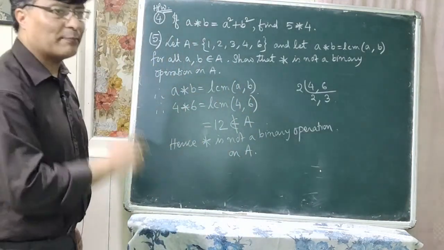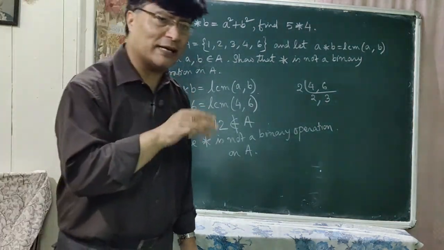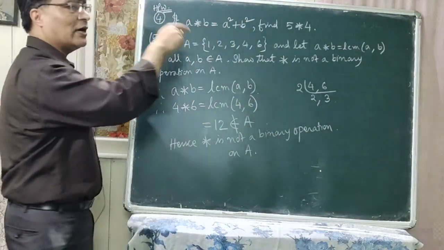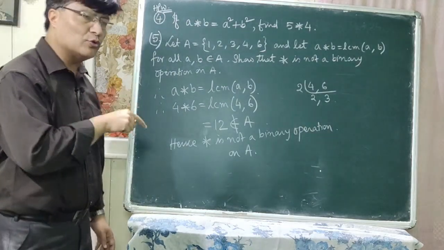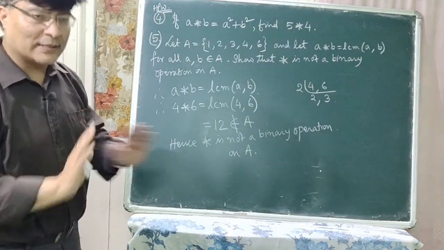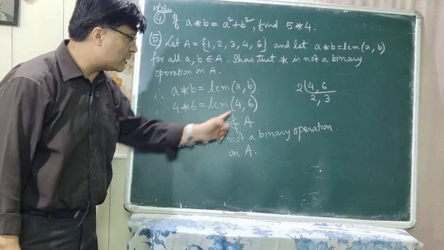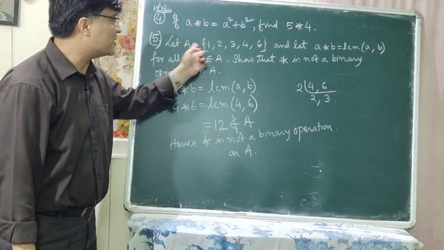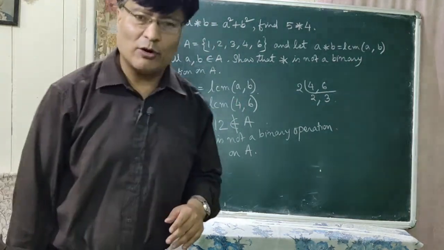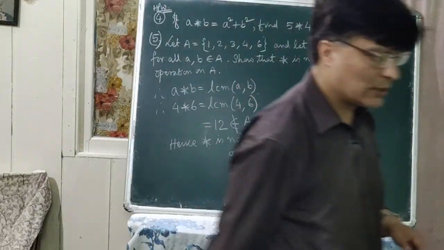When is this a binary operation? When you take the LCM of any two elements that belong to the set A, the answer should be within 1, 2, 3, 4, 6. Either it should be 1 or 2 or 3 or 4 or 6. If any other number comes, then that is not a binary operation. So I think you have understood it. Since here the LCM of 4 and 6 is 12, but 12 is not in set A, 12 does not belong to the set A, so star is not a binary operation on the set A. So you can copy it. We'll do the next question now.